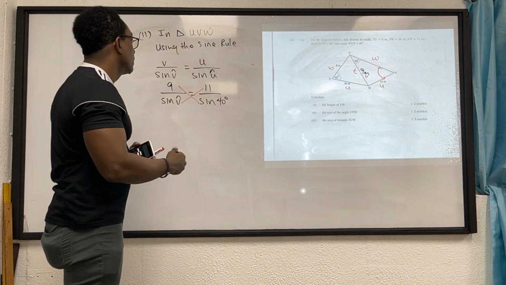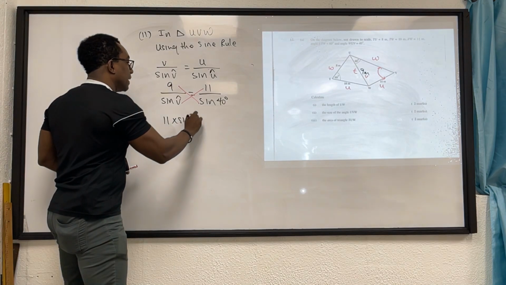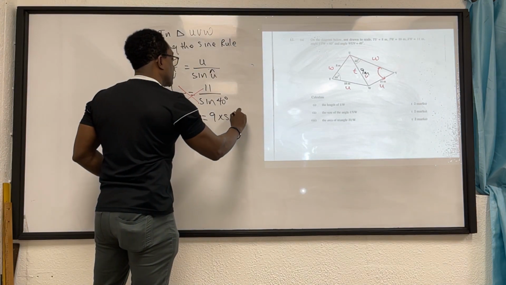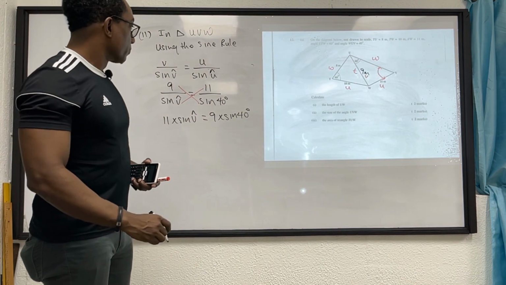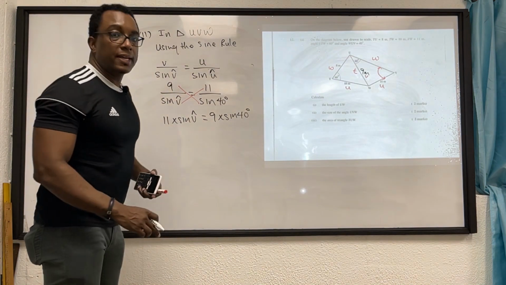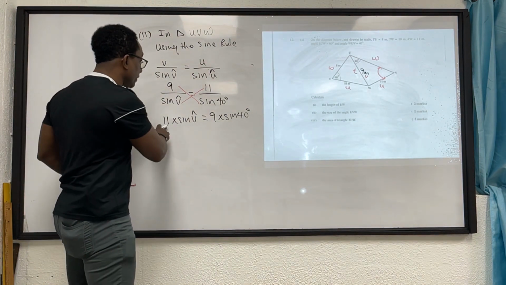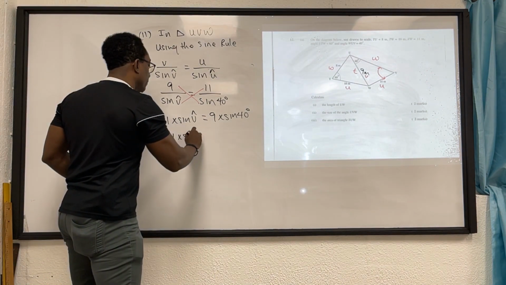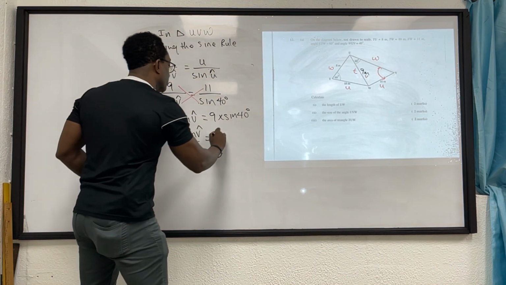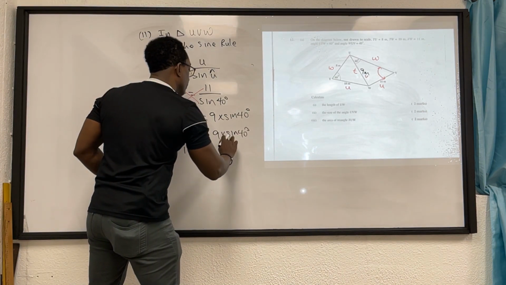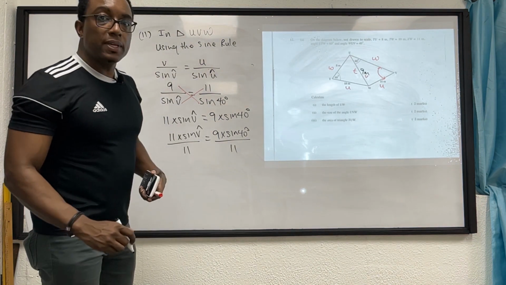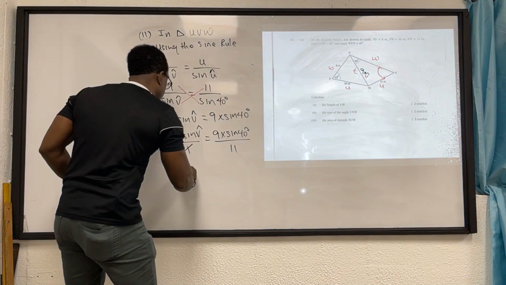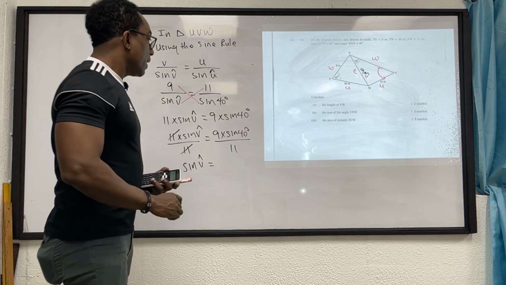So this becomes 11 multiplied by sine the angle at V, and it doesn't matter what side it's on, is equal to 9 multiplied by sine 40 degrees. I need to get sine the angle at V by itself. So this 11 in front of sine the angle at V must be removed. So I'm going to divide both sides by 11. When the two 11s divide into each other to give me 1, I'm left with sine the angle at V, and then I go to my calculator.